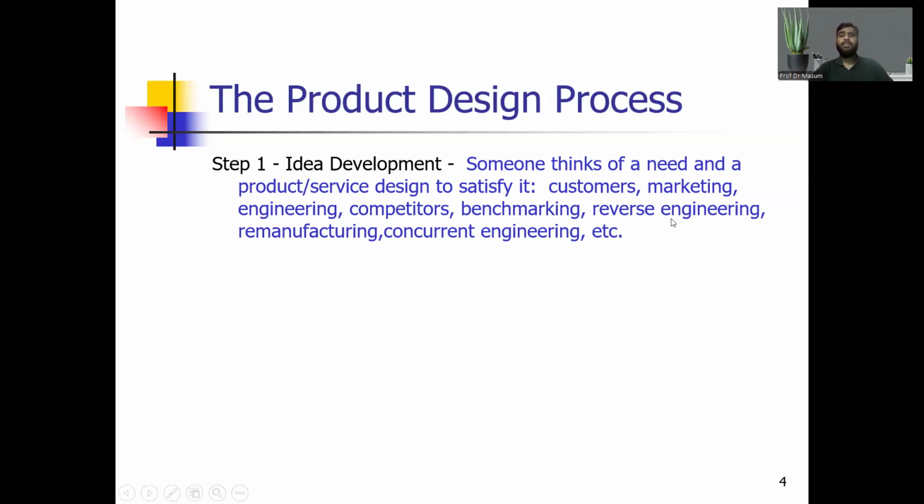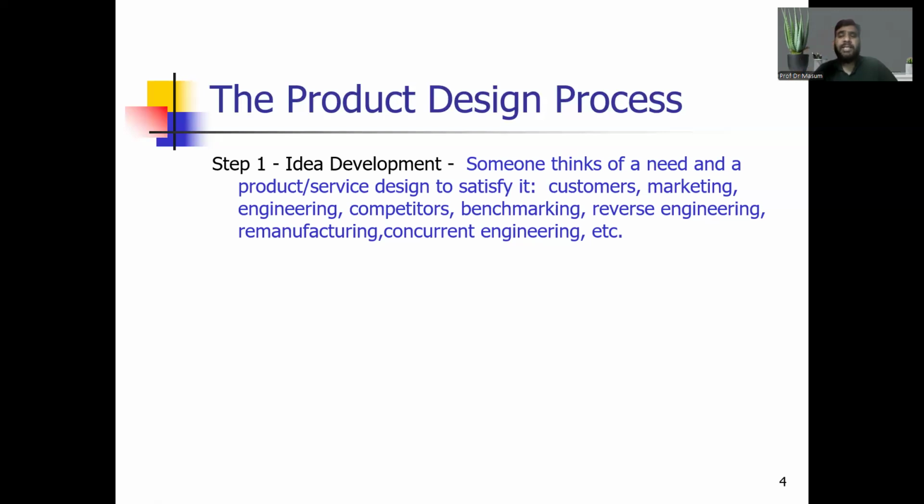So, through reverse engineering, you can also develop a new idea. You may think of remanufacturing. Say, for example, in this season, you will find the advertisement that many companies are offering replacement of their air conditioners or refrigerators. That means if you give the old refrigerator back, they will give you a new one with some additional money.